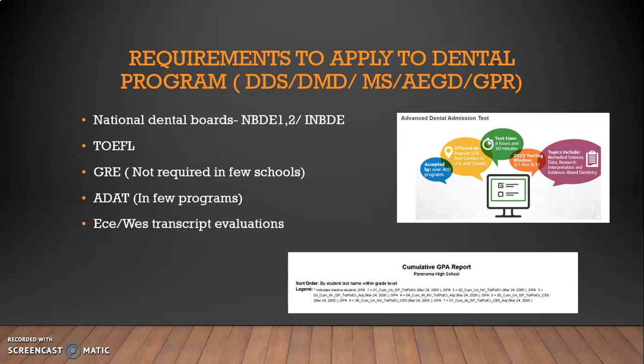Also, there are certain exceptions. Certain schools, regardless of your studying in the US, if you are a person who has done DDS in a US dental school and now wants to pursue a residency, certain schools still require you to give a TOEFL exam. So how do I know if I am eligible, if I have to give the exam or if I don't? The answer is very simple.